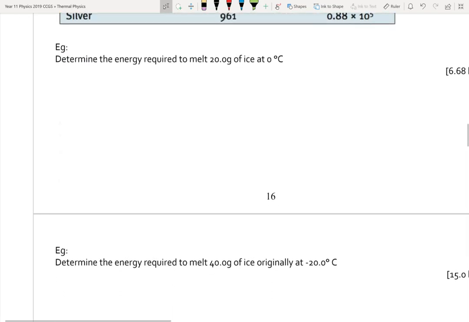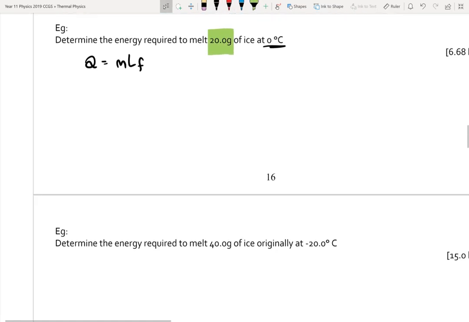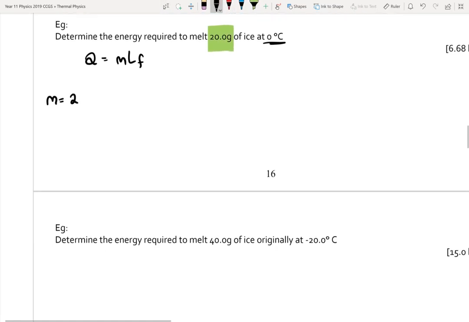Melting ice at 0 degrees. Well, okay, we're already at its melting point. This is a very simple Q equals m L_f. Now, I've thrown in a curveball here. I've given you a mass which is not the SI unit. So we do a little side mission: 0.02 kg.